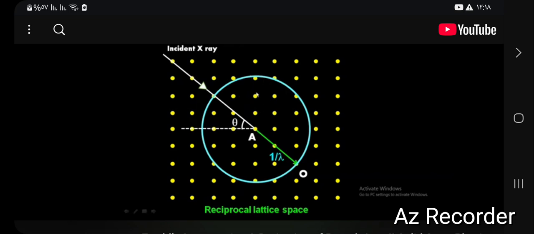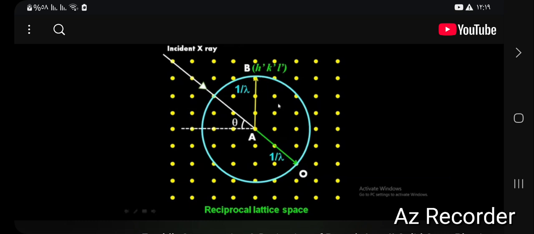This is a reciprocal lattice point. Suppose this circle is touching at a point B, which has coordinates h', k' and l'. So this AB is also the radius of this circle, and we know that the radius of the circle is 1 by lambda, so the length of AB will also be 1 by lambda. If we see this Ewald sphere in 3D, we can see there are two reciprocal lattice points on the circumference of this circle: one is the reference origin O and one is the reciprocal lattice point B.